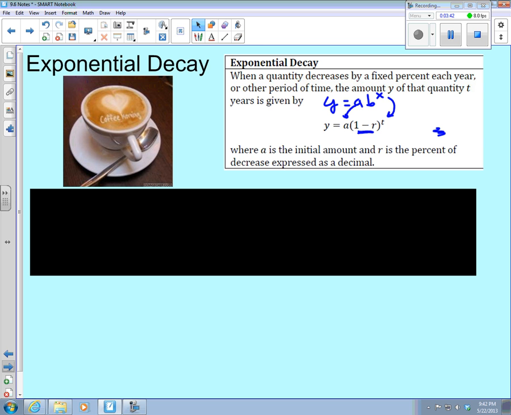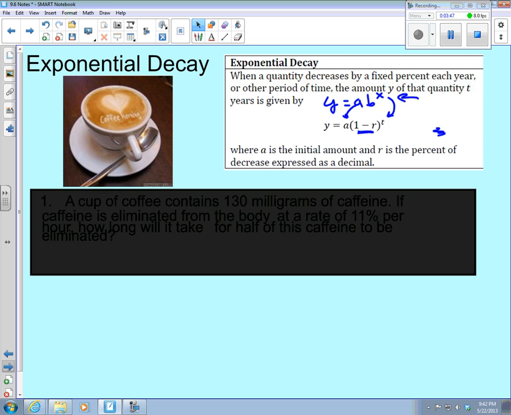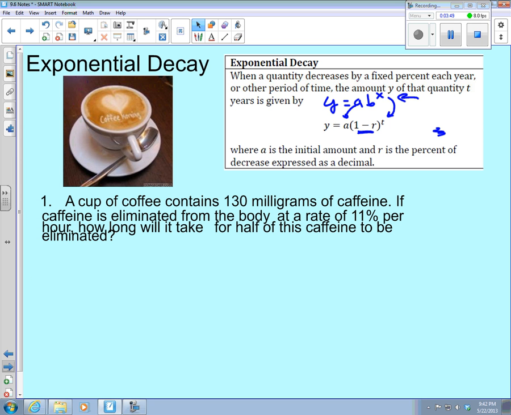It's going to be how much value you retain on the car per year. So this is our decay formula. It's no different than this formula. It's a little bit more specific for you. Maybe it's a little bit easier to use too. A cup of coffee contains 130 milligrams of caffeine. If caffeine is eliminated from the body at a rate of 11% per hour, how long will it take for half of the caffeine to be eliminated?